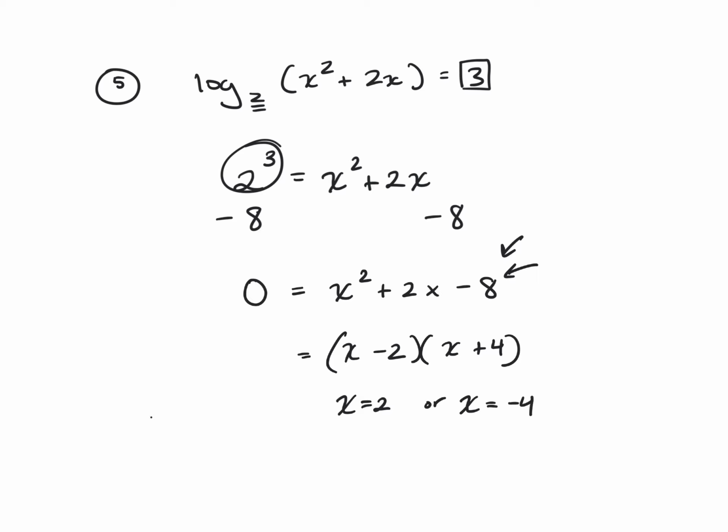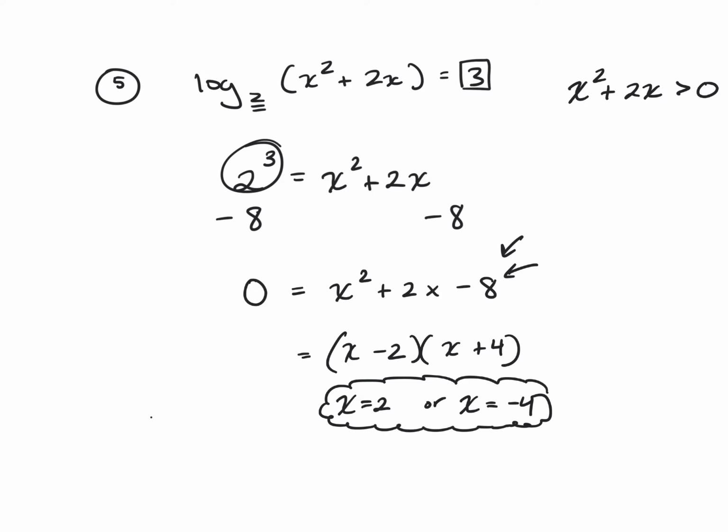So again, what we don't want to do is just presume and say, hey, I did some math, I got answers, and that's correct. What we have to do is go check these. So what we're going to check is x squared plus 2x greater than 0. Now, can it be equal to 0? The answer is no, it cannot be equal to 0. If it equals 0, it doesn't work. As long as it's greater than 0, you're good to go.